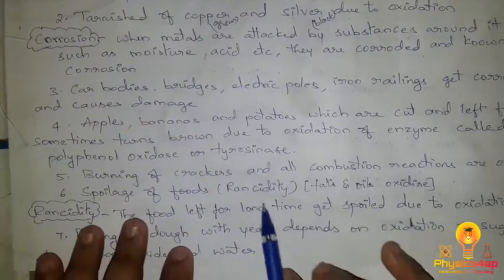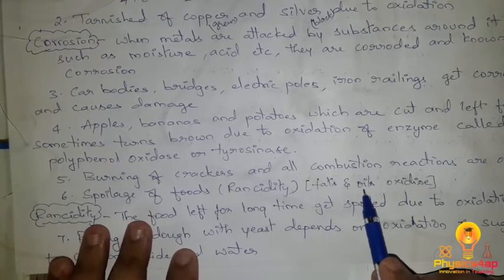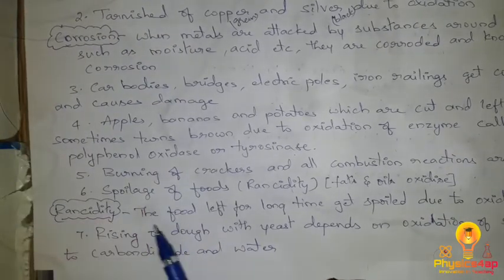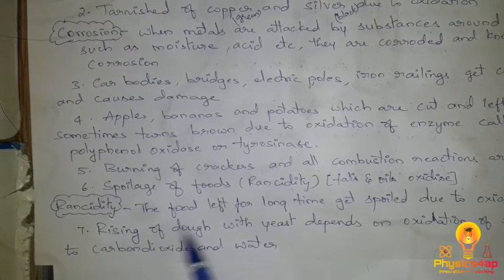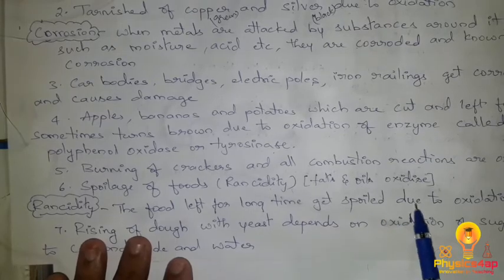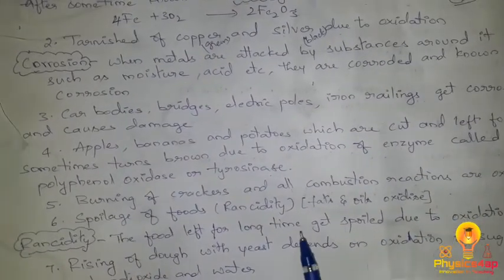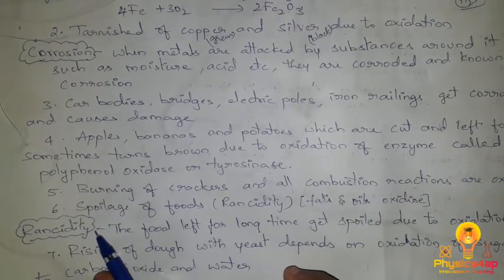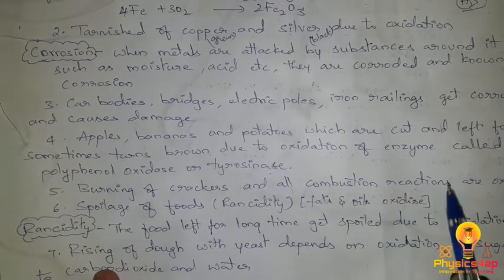And also the spoilage of food, that is what we call rancidity. The fats and oils which are present in the food get oxidized and make the food spoil, which is called rancidity. So rancidity is when food left for a long time gets spoiled due to oxidation. So rancidity is nothing but the spoilage of food where the fats and oils are oxidized.